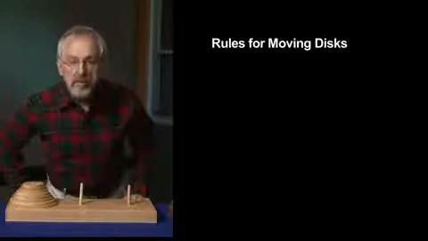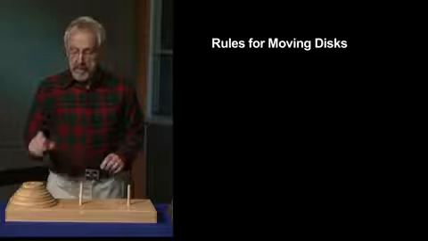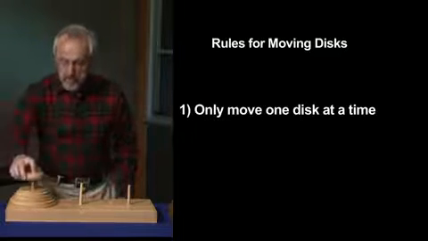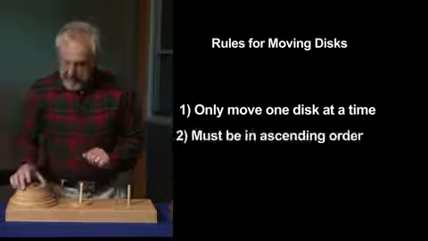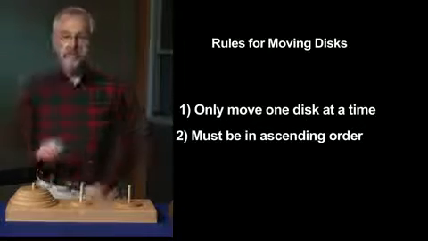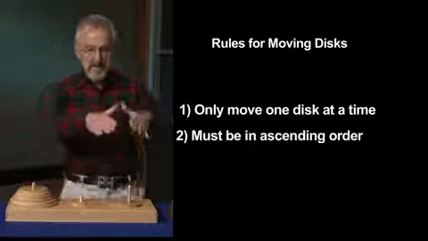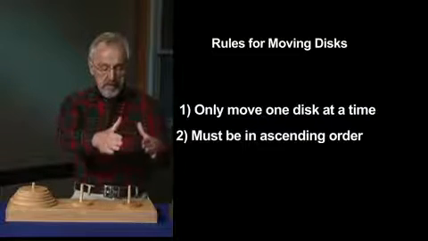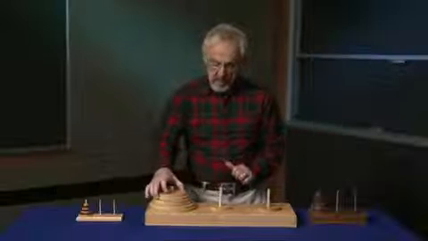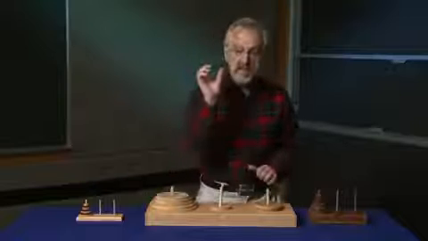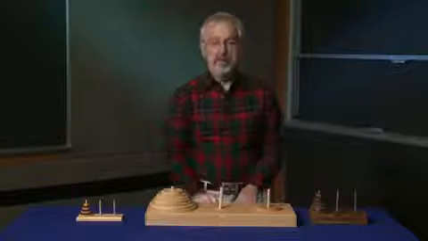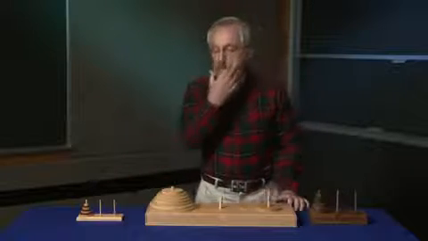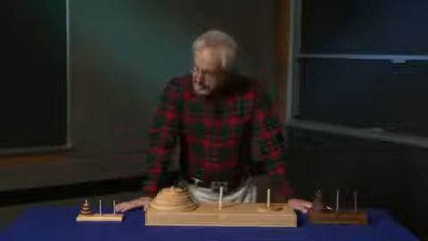But we have 2 rules we must obey. We cannot move 2 at a time. We can only move 1 at a time, okay? Second rule is that anytime we have a pile of disks, we must have them in ascending order, with the smallest one on top, the biggest one on the bottom. So this is not allowed, okay? But this is allowed. So those are the 2 rules we have to obey. And let's see how we're going to do this.